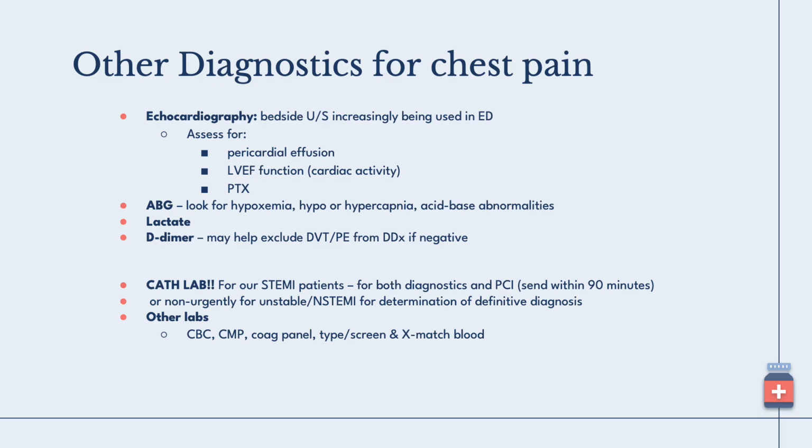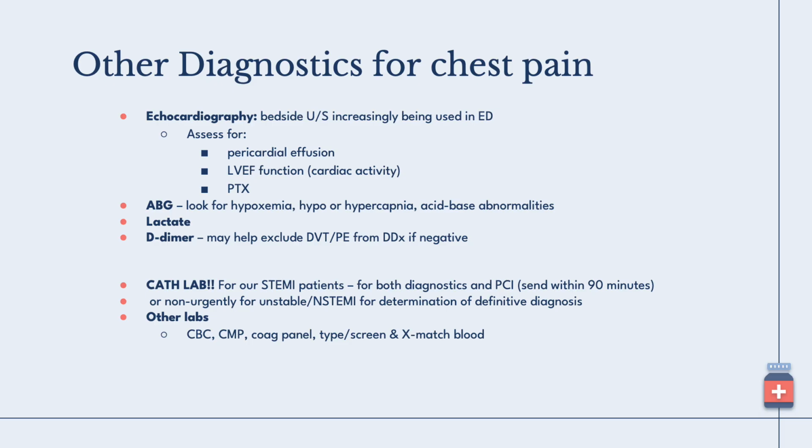Get your ABG, so look for signs of hypoxemia, hypercapnia, or any acid-base abnormalities. Follow the lactate. D-dimer, again, be careful with this. It may be helpful to exclude DVT or PE from your differential if it's negative, but understand, it's not all that helpful. And then don't forget about your cath lab for your STEMI.